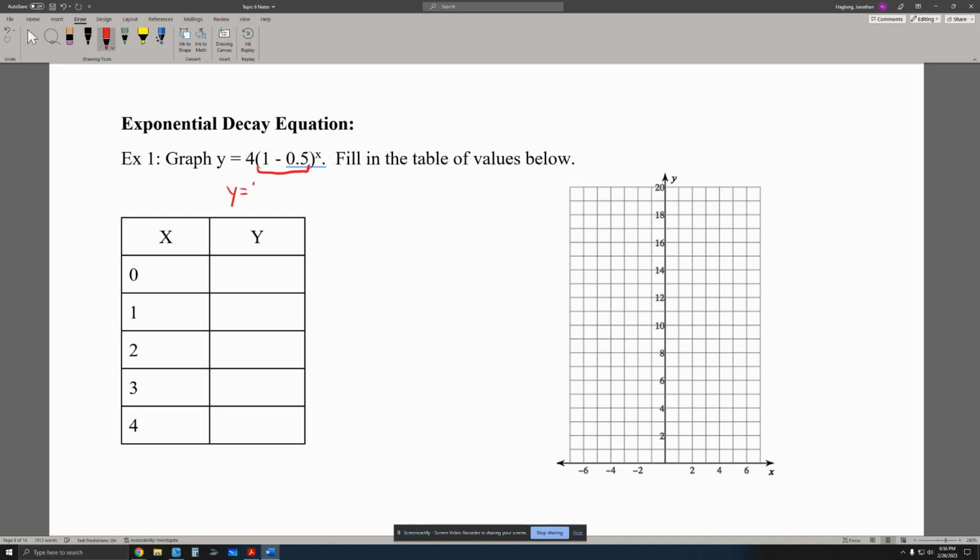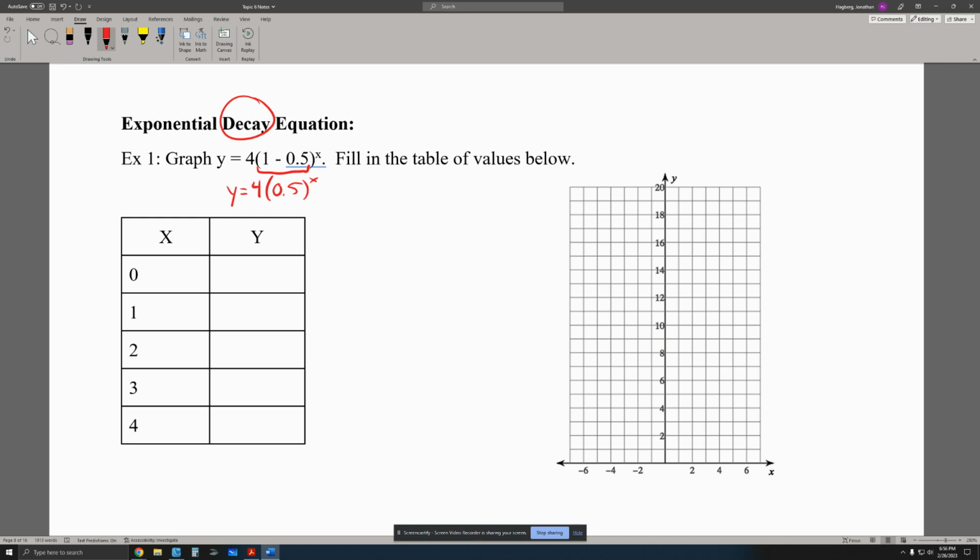This would be equal to 4 times 0.5 to the x. 1 minus 0.5 is 0.5. And so I know that 0.5 can be rewritten as 1/2. And because 0.5 or 1/2 is less than 1, I know that this is going to be exponential decay. All right. So let's go ahead and plug in some values into this equation.